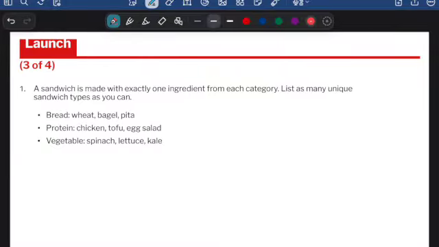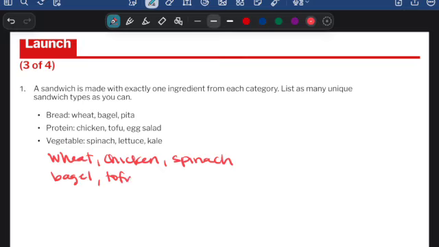So let's make a list of as many possible unique sandwiches as we can think of for this chance experiment. We could get wheat, and then chicken, and then spinach. We could get a bagel. I'm just going to go kind of all the second choices now: bagel, tofu, and lettuce. Now I'm going to do the third choices. I could get pita, egg salad, and kale.